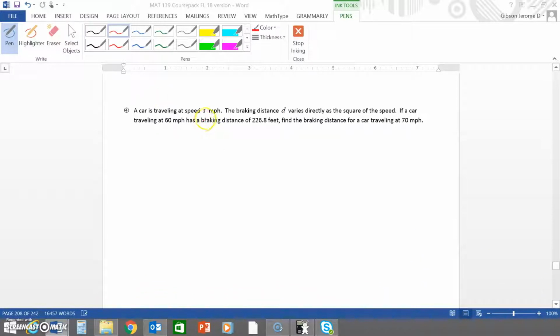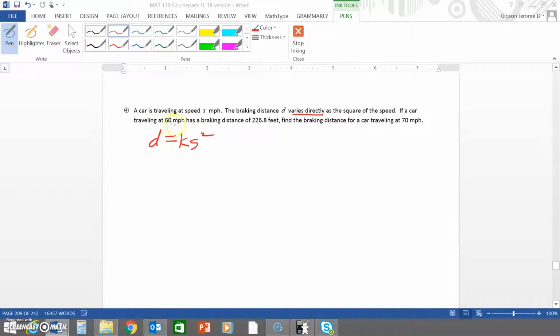It says a car is traveling at speed s miles per hour. The braking distance d varies directly as the square of the speed. If a car traveling at 60 miles per hour has a braking distance of 226.8 feet, find the braking distance for a car traveling at 70 miles per hour. So we need to write this out. This would be d, which stands for distance. So we have d is equal to, and it says it varies directly as the square of the speed. So it'll be k. Okay, and it says the square of the speed, so it'd be k times s squared.